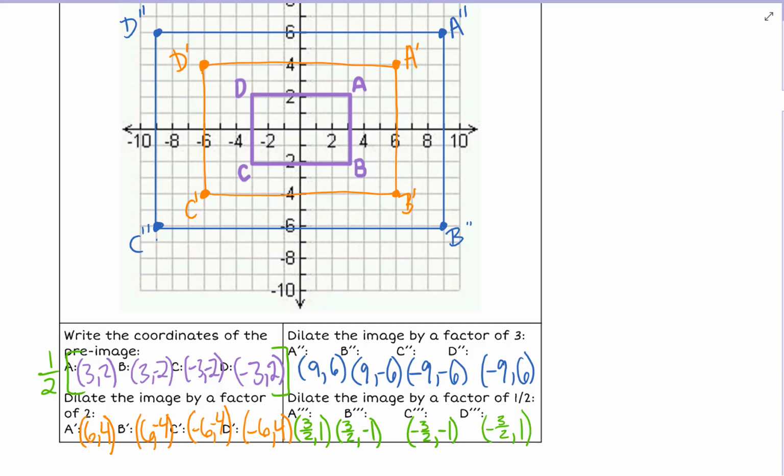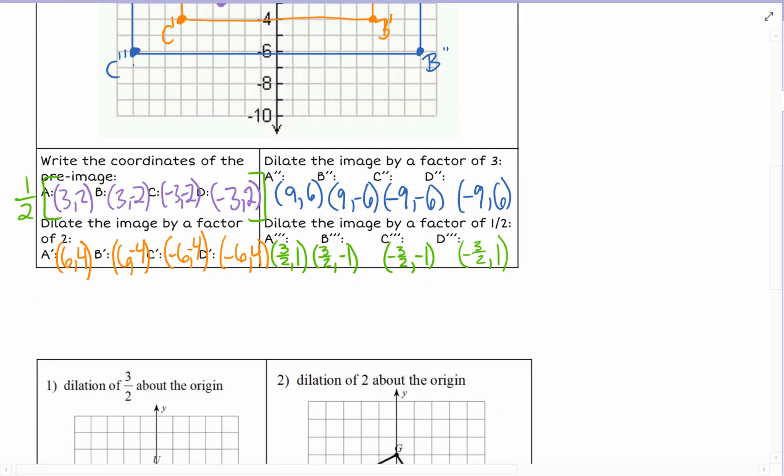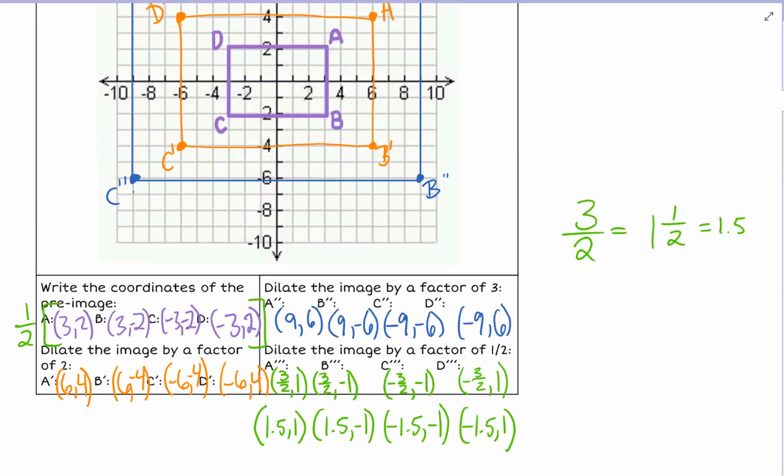Now this one's going to be a little bit trickier to graph because we have fractions. So sometimes when you have an improper fraction, like 3/2, it's easier for us to mentally see it or visualize it when we write it as a mixed number. So 2 goes into 3 one time, and there's 1 left over, 1/2. So 3/2 is actually 1 and 1/2, or could be written as 1.5. I've rewritten my coordinates as decimals just so that it's easier for me to graph.